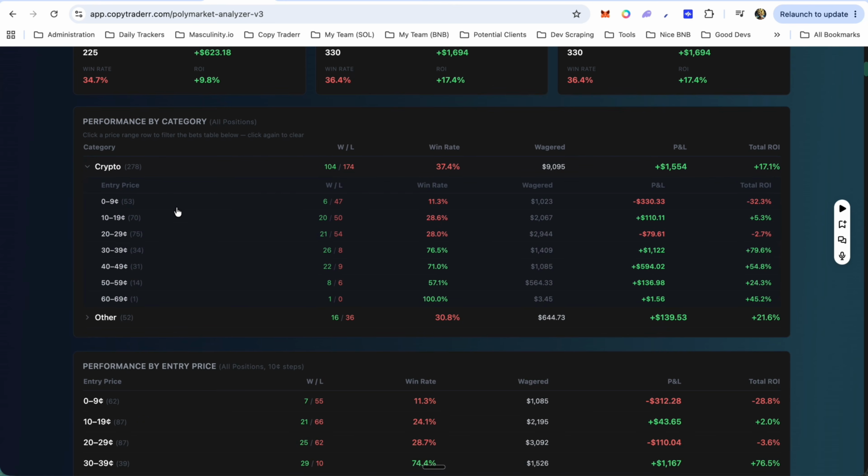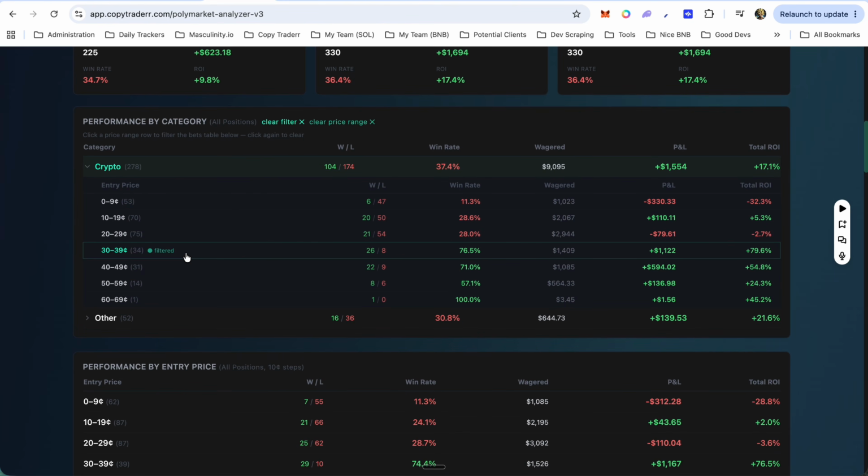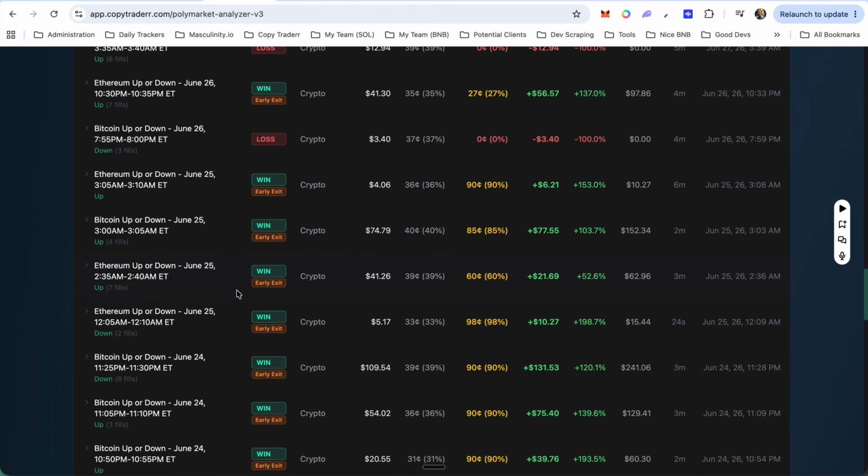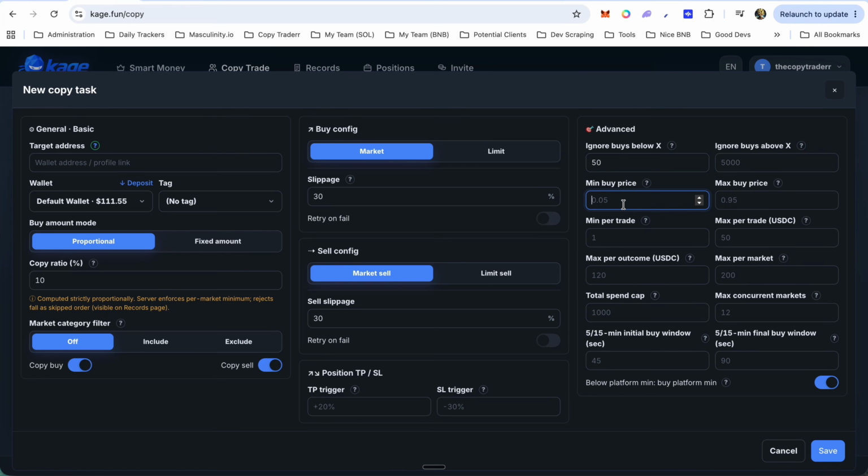And I bet if I were to filter the trades below to see only the crypto trades entered from 30 to 39 cents, then you would see a lot more wins and a lot better results. So what I can do in KAGE is set a minimum buy price to 30 cents and a maximum buy price to 49 cents, only entering trades that the trader enters within that range.